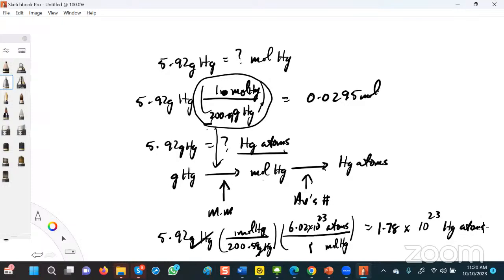Okay, any questions about this example? Any questions? Any questions out there in Zoom? No, sir. Okay.